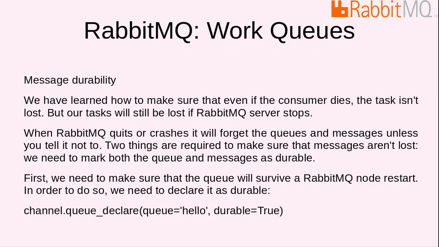Okay, let's look at message durability. We have learned how to make sure that even if the consumer dies, the task isn't lost. But our task will still be lost if the RabbitMQ server stops. When RabbitMQ quits or crashes, it will forget the queues and messages unless you tell it not to. Two things are required to make sure that messages aren't lost. We need to mark both the queue and messages as durable. First, we need to make sure that the queue will survive a RabbitMQ node restart. In order to do so, we need to declare it as durable.